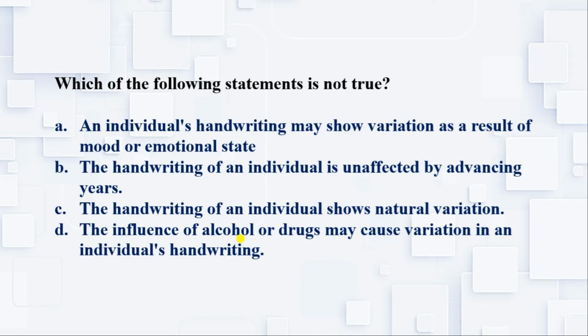The next question is, which of the following statements is not true? Of the 4 statements that you can see on the screen, the correct answer is B. The handwriting of an individual is unaffected by advancing years. This is not a correct statement, because the laws of handwriting say that with advancing years and with more practice, the skill of the writer enhances, and simplification of the alphabets takes place, causing a certain amount of natural variation within the same writings of the same individual. Also, as we age further and with deteriorating health conditions, we can see that the quality of the handwriting becomes poor. So this statement is not correct.